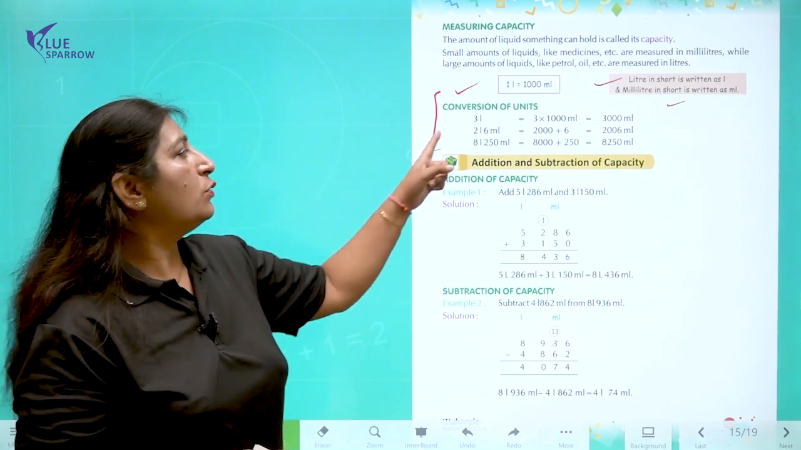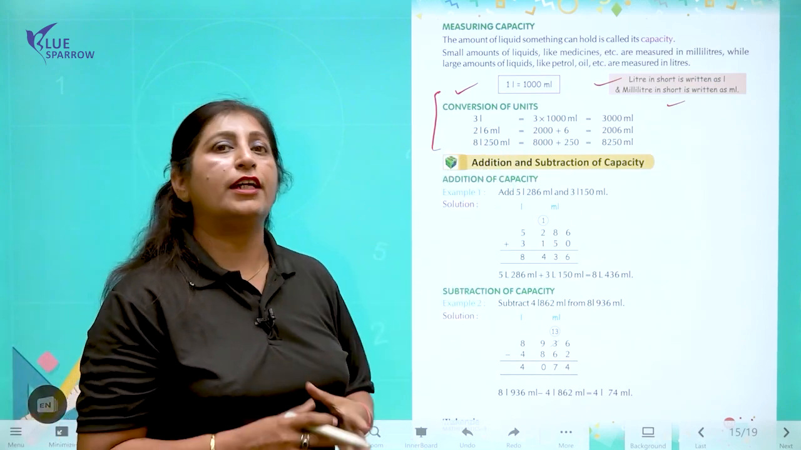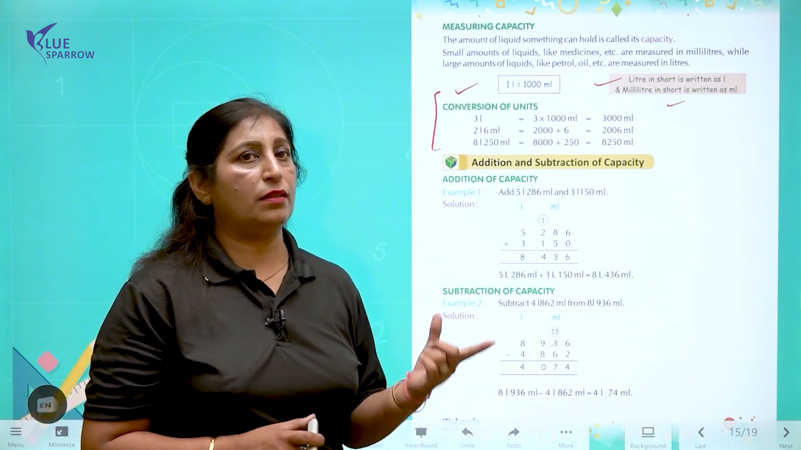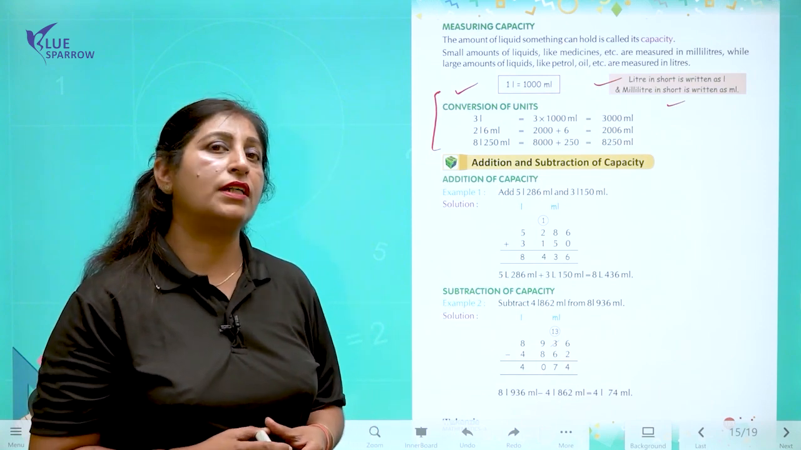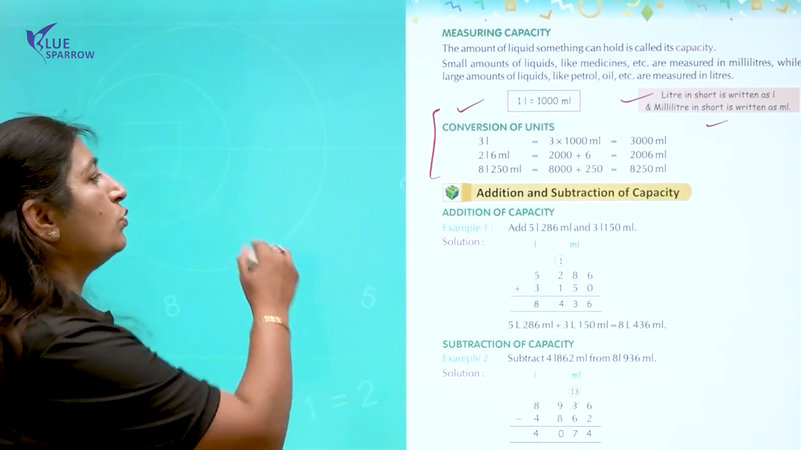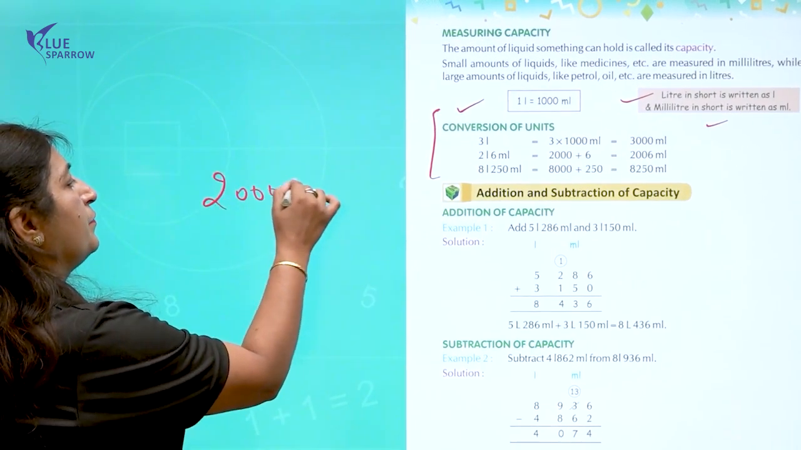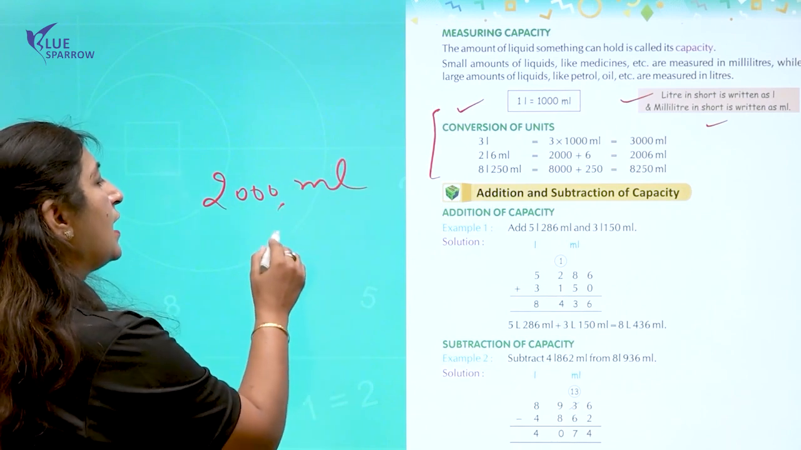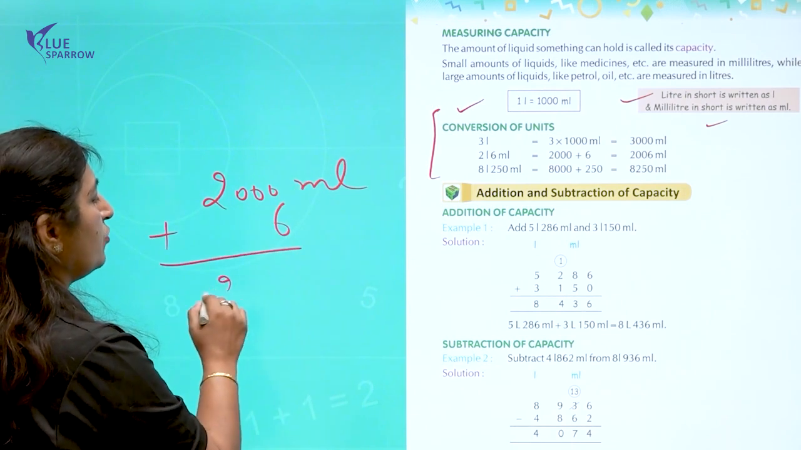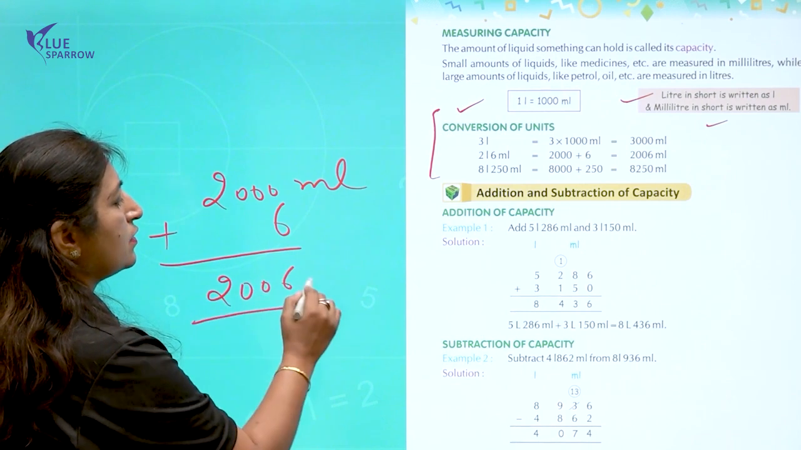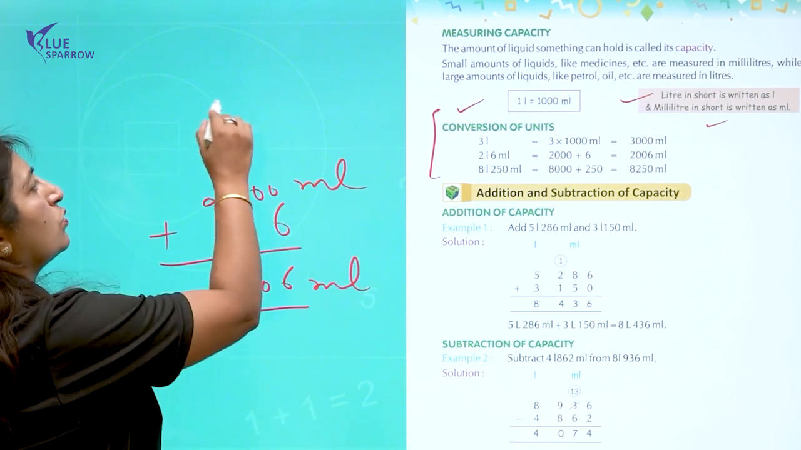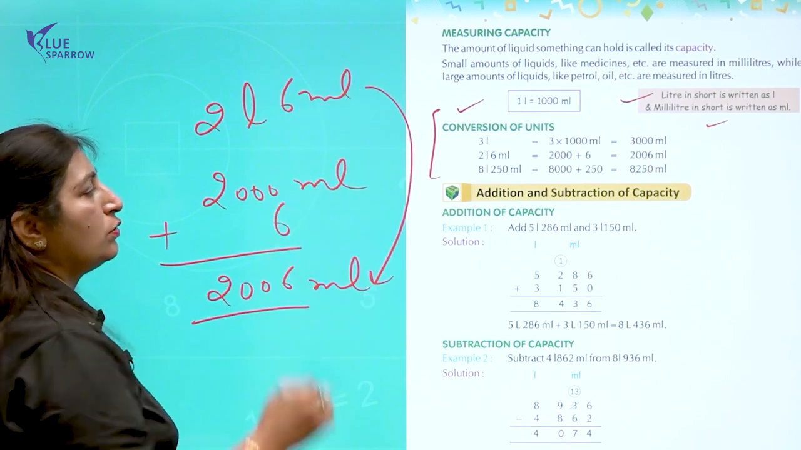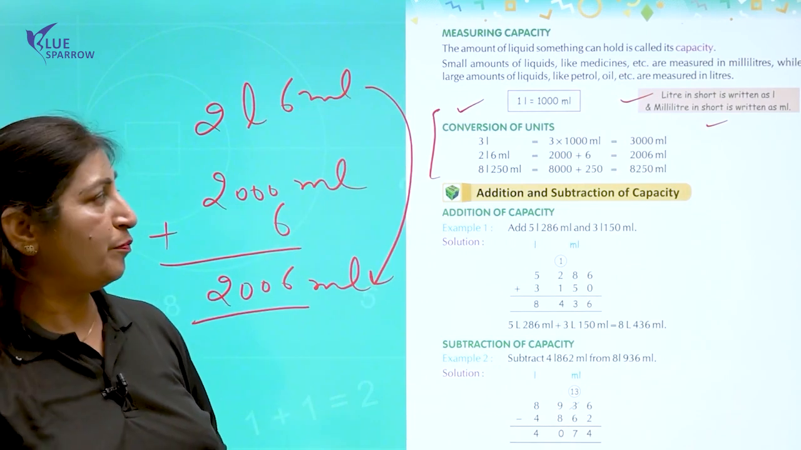To convert 2 liter 6 milliliter into milliliter, you would firstly convert 2 liter into milliliter by multiplying 2 with 1000. So it would give you 2000 milliliter. And 6 milliliter were already given. You would add 6 to it. This answer would be 2006 milliliter. So 2 liter 6 milliliter give us 2006 milliliter.